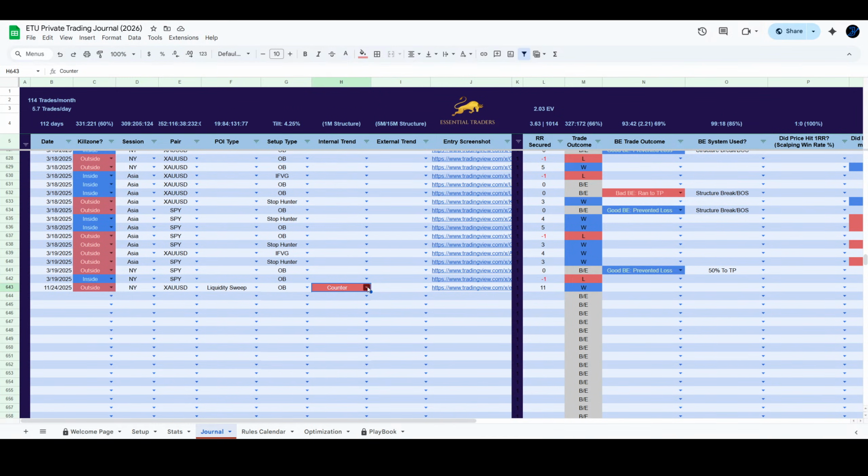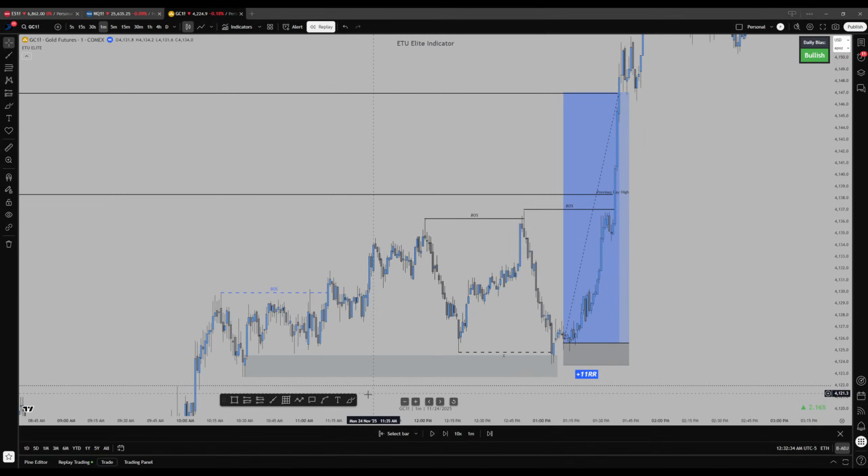Counter trend trade. External trend, this is obviously bullish. Okay, I'm gonna go back to the trade to show you guys real quick again what the trade was. This was a liquidity sweep, OB entry model. We are counter trend at the time. Remember, you have to keep track of it at the time of your entry. This is counter internal trend. Internal trend was this, counter trend internally, unless we broke above this high internally, then it's pro trend internally. Otherwise, it's counter. OB entry model.